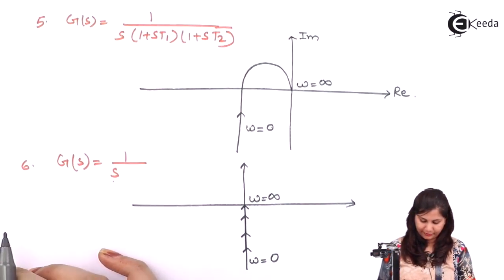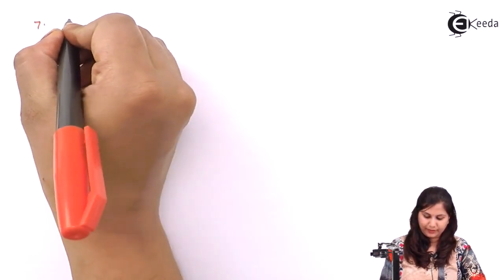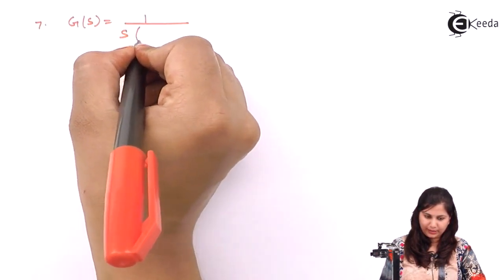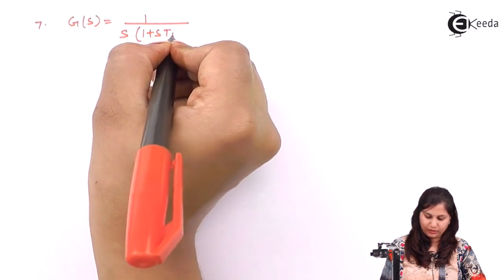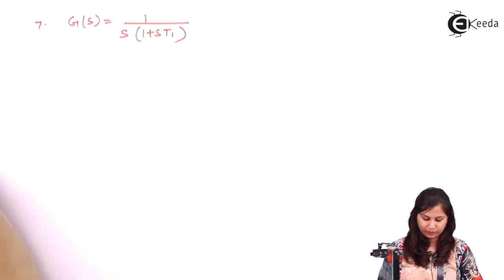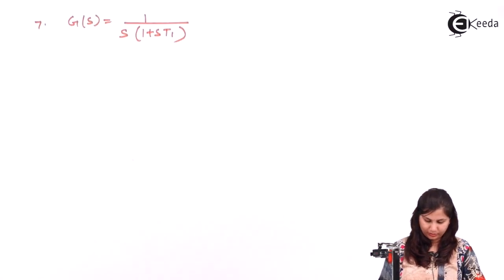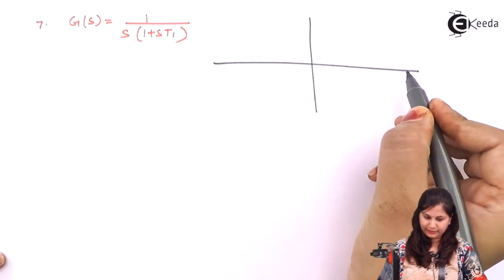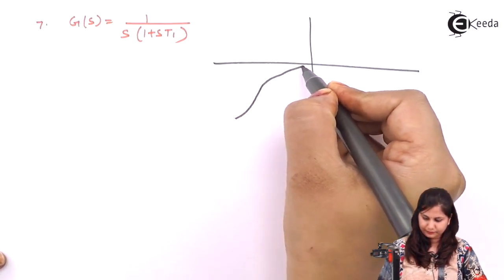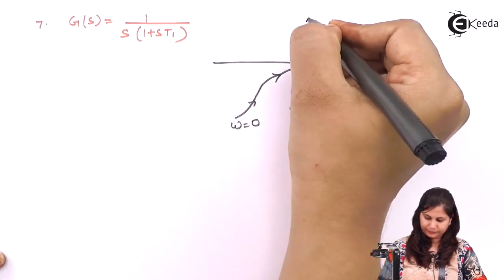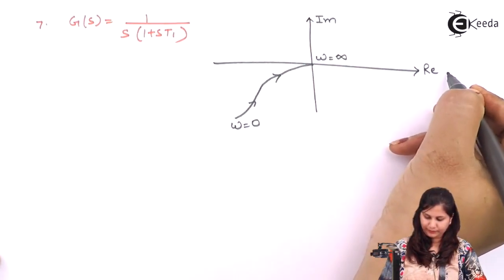Okay, next we have the seventh form of the transfer function, that is Gs equals to 1 upon s, 1 plus st1. One pole at the origin and another pole at t1. Then the polar plot will be like this.